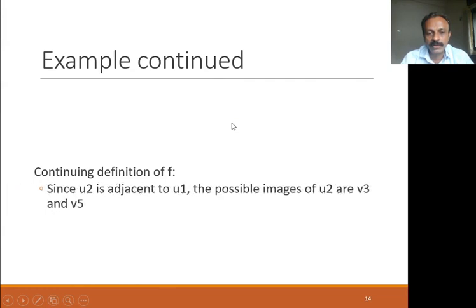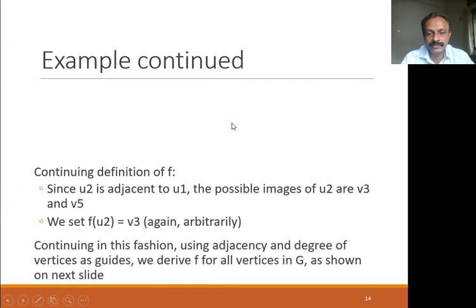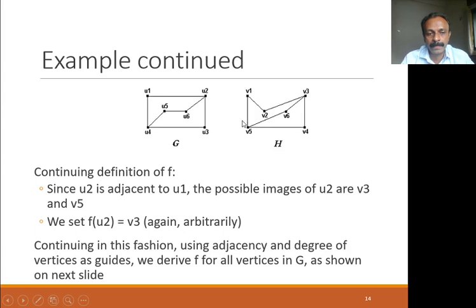Continue with these definitions for the graph. Since U2 is adjacent to U1, the possible images of U2 are V3 and V5. So we can set f of U2 equal to V3, again arbitrarily chosen. Continuing in this way, using adjacency and degree of vertices as guides, we derive f for all vertices in Z as shown in the next slide.